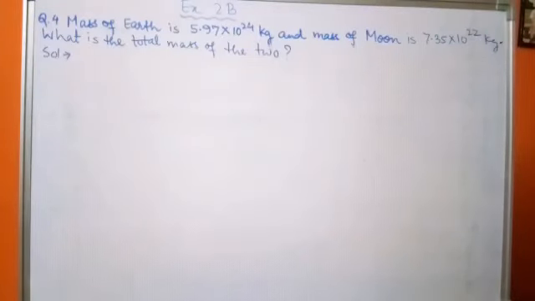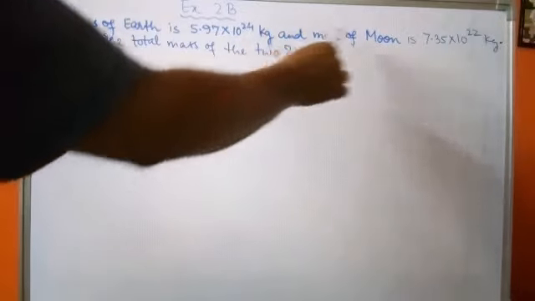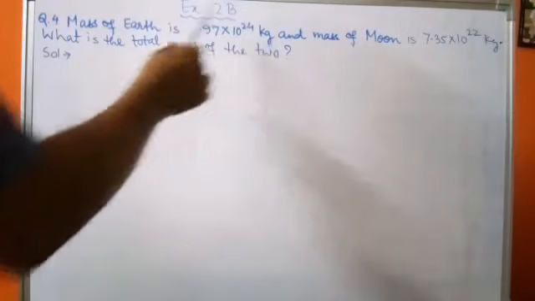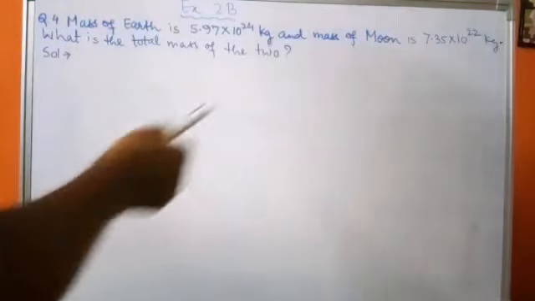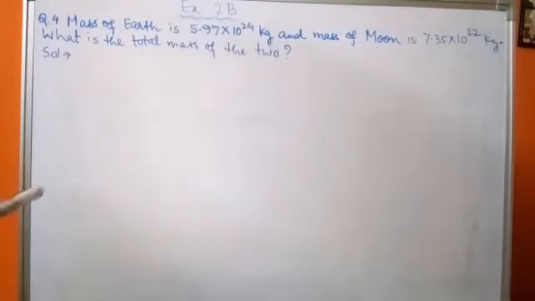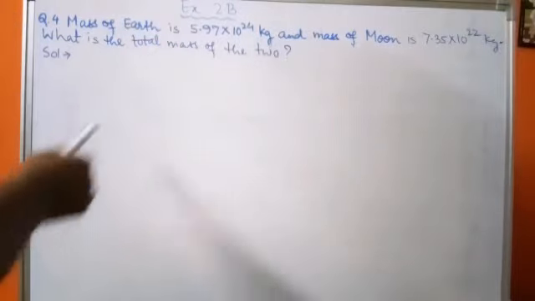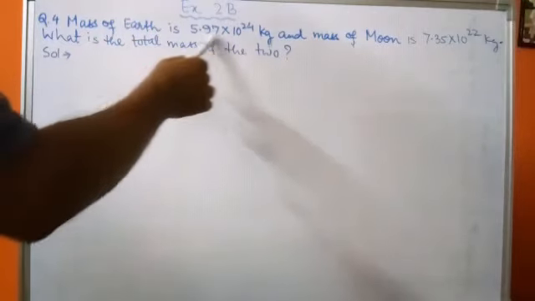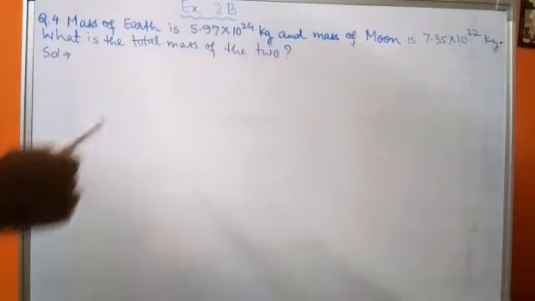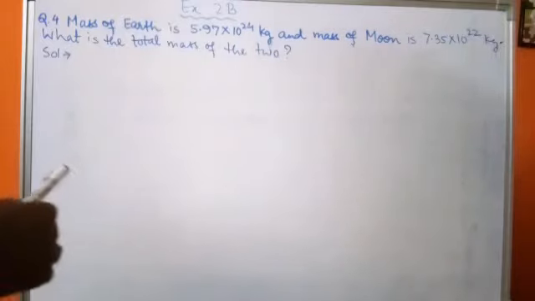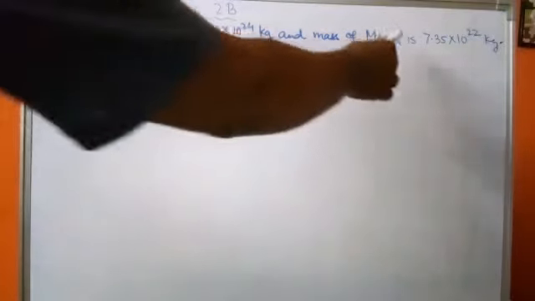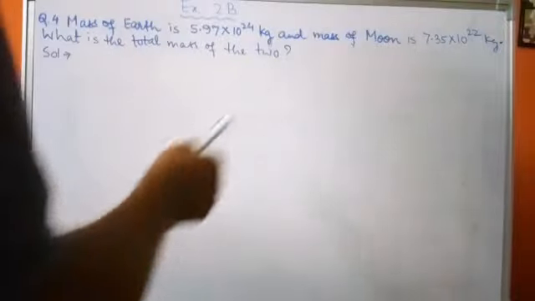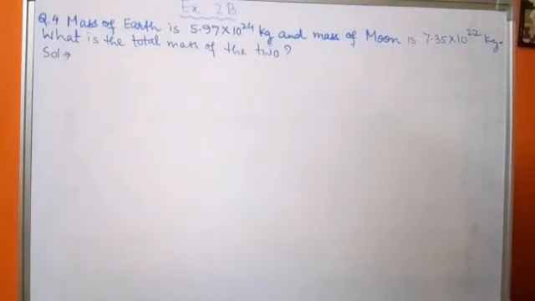Dear student, in our next question, we see two different masses are given. One is of Earth and another one is of Moon. So we have to add them to find out the total mass of the two celestial bodies. Earth's total mass is 5.97 into 10 raised to the power 24 kg, and the mass of Moon is 7.35 into 10 to the power 22 kg.